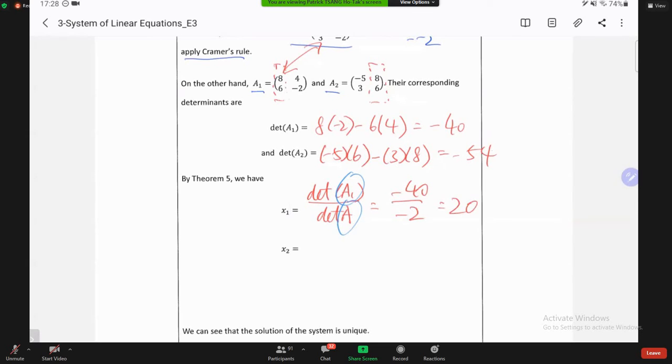On the other hand, for x2, we get negative 54 divided by negative 2, so we get 27.